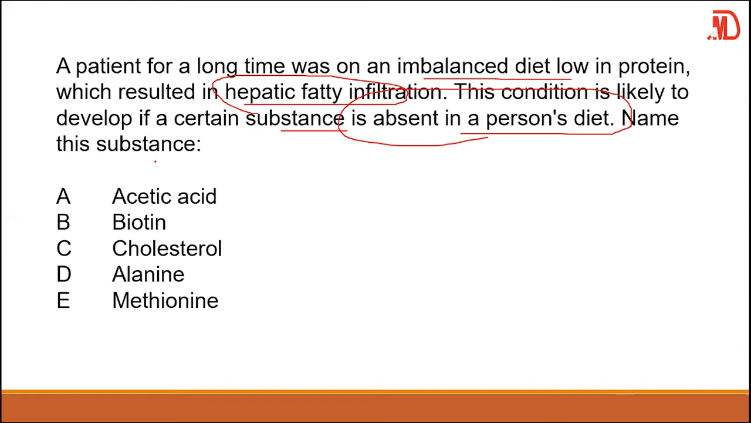And we said this occurs when the cells are deprived of what we call choline. And talking about choline, we are also talking about what? Phosphatidylcholine or methionine. So again, either there's deficiency of choline or phosphatidylcholine or methionine. These are the cases by which we can have hepatic steatosis. And over here, definitely we are going to be looking at methionine. So E would definitely be our answer.